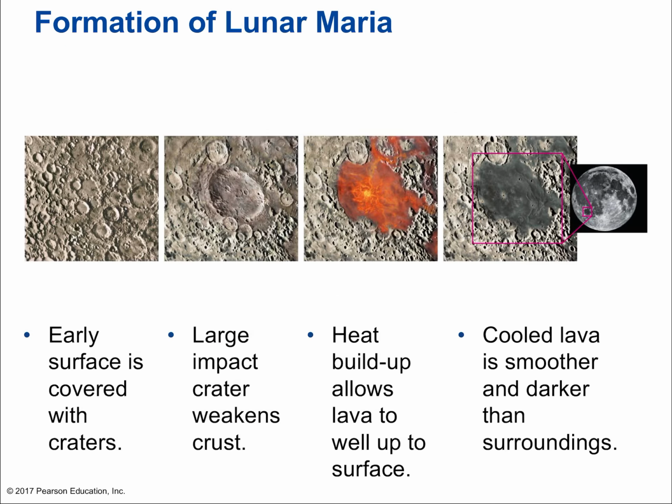So the formation of the lunar maria probably looked something like this. The early surface would have been covered in craters. This would have been around maybe about 3.5 billion years ago, when the solar system was 1 billion years old. Large impact craters weakened the crust. So there are places where the crust became weak. At that era, the moon still had a molten core and a liquid mantle. And so lava was able to slowly bubble up to the surface over millions of years. The heat buildup allowed lava to well up to the surface, and that cooled lava would be smoother and darker than its surroundings and less cratered. And that's what we see, those big stretches of dark lunar maria.